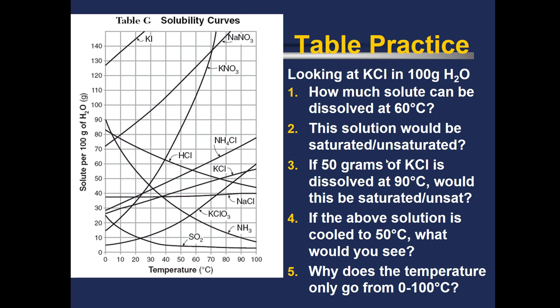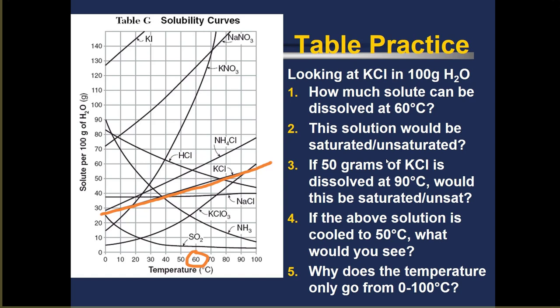Okay, we're back. So let's look at question number 1. Looking at KCl, I'm going to draw it right here in orange so we can see. It says how much solute can be dissolved at 60 degrees Celsius. So you're going to find 60 degrees Celsius and read it up, and right where it touches the line, that is the amount that can be dissolved at 60 degrees Celsius. I find it's right in between the 40 and the 50, so I'm going to say 45 grams. You might think it's a little bit more or a little bit less, but as long as you're close, it's fine.